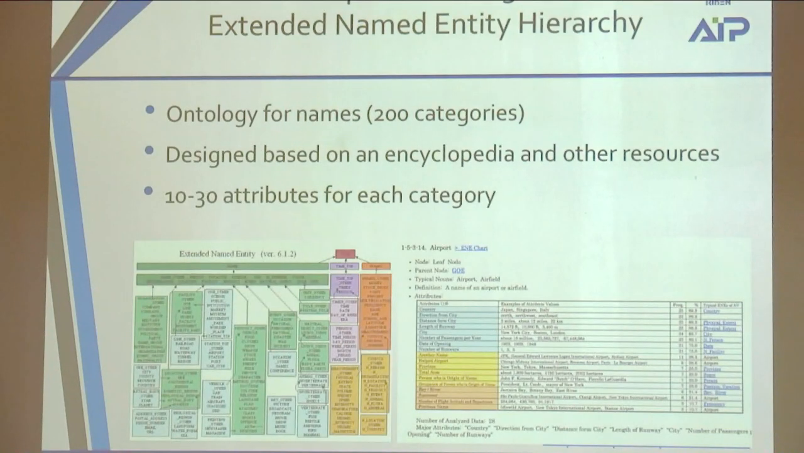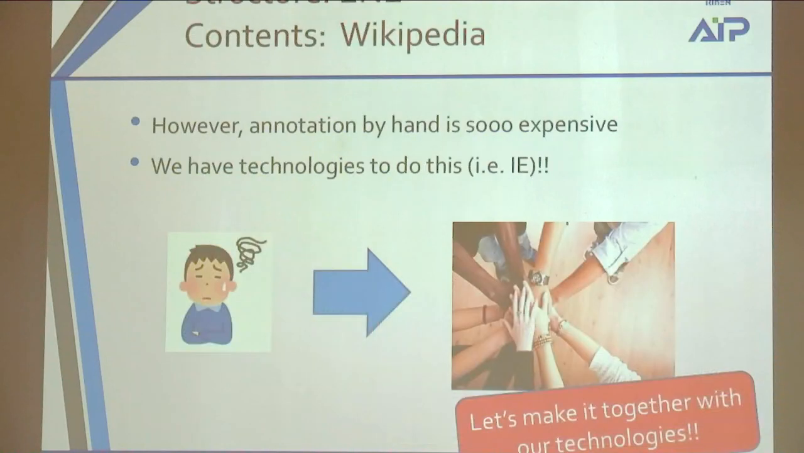So how do we design the top-down? I have been creating the Extended Named Entity, a 200-category names ontology. It's not perfect, but it's still better than the DBpedia ontology, etc. Okay, so we want to create a cleaner knowledge base which can be understood by machine. And we want to create this by Extended Named Entity and Wikipedia, but it's so expensive by hand.